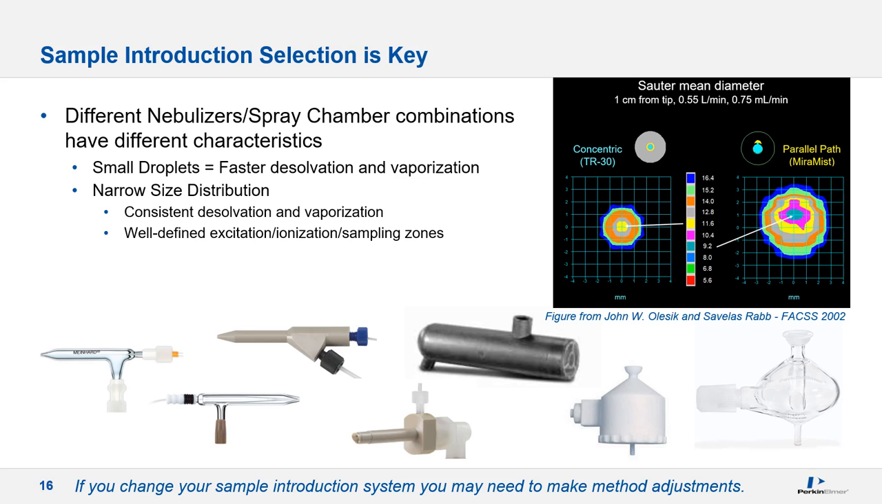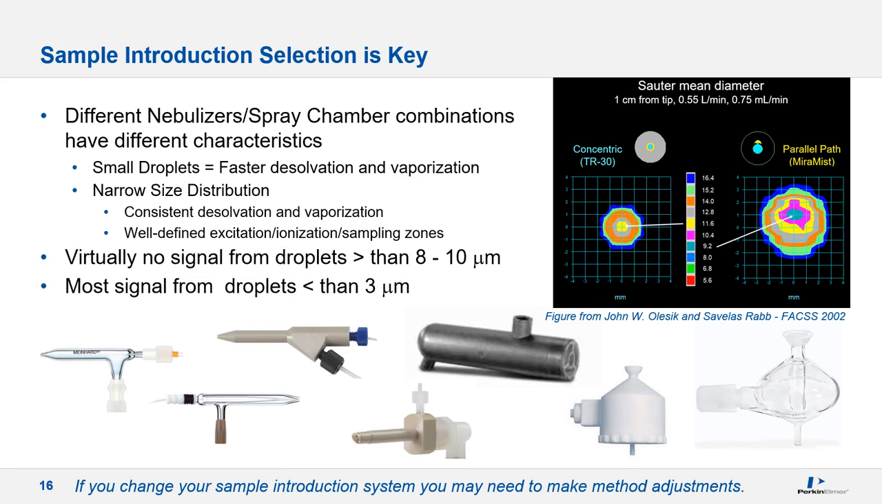Studies on the fate of the droplets once they reach the plasma show that virtually no analytical signal results from droplets that are greater than 8 to 10 microns once they reach the plasma. There is just not enough time for them to ionize or vaporize. Most of your analyte signal results from droplets that enter the plasma at less than 3 microns in diameter. These smaller droplets have enough time in the 12 millisecond plasma transit time to vaporize, atomize, and ionize, leading to your analytical signal.